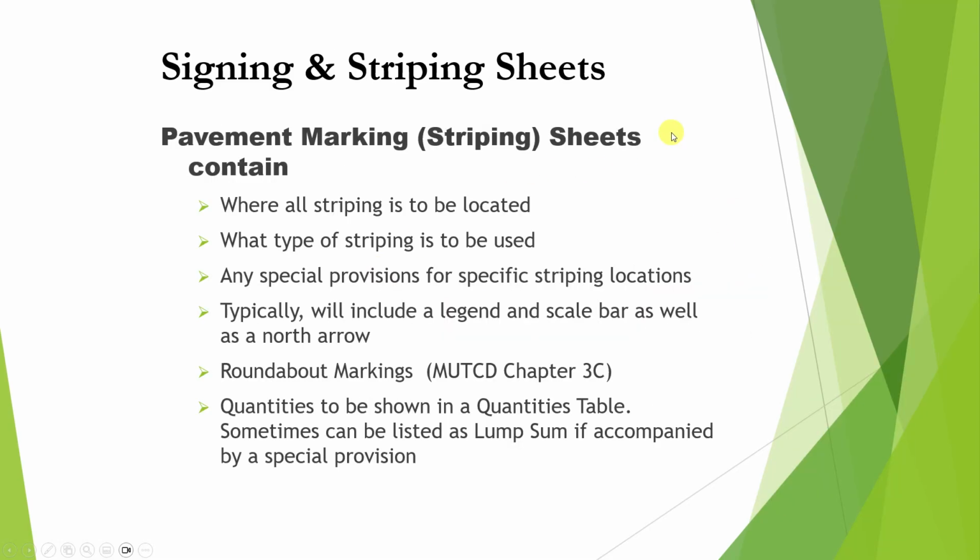Okay, pavement marking sheets contain where the striping is to be located, what type of striping is to be used, and any special provisions for specific striping locations. Typically they will include a legend and a scale bar as well as the north arrow. Roundabout markings, and you can check MUTCD chapter 3C on the roundabout markings, and quantities to be shown in quantities table. Sometimes can be listed as lump sum, again if it's accompanied by the JSP.